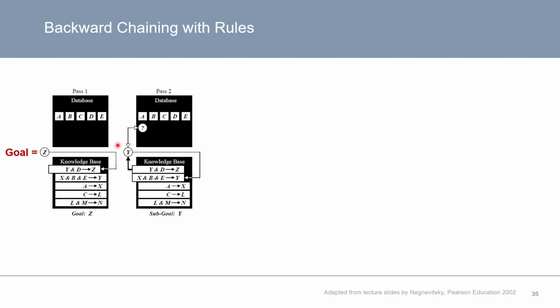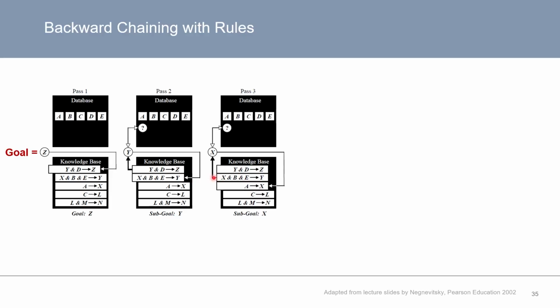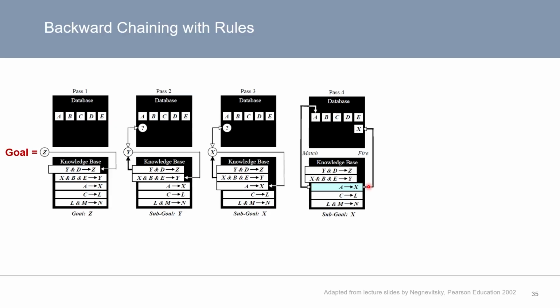So now our goal is to check if Y is already in our fact base, which it's not. And since it's not, we're going to look for a rule with Y as its consequent. So now this rule is something we need to prove also. Let's continue down this path to see if we can prove Y. To prove Y, we need to prove X, B, and E. Notably, B and E are already in our fact base, so the only thing left to prove here is X. So now we find a rule that has X in its consequent. If A, then X. Since A is a known fact, we can now add X to our fact base.